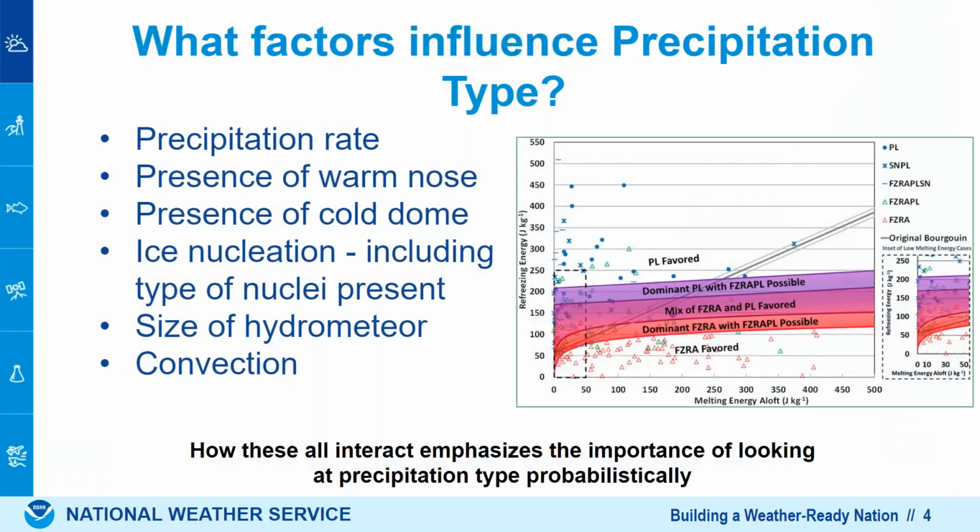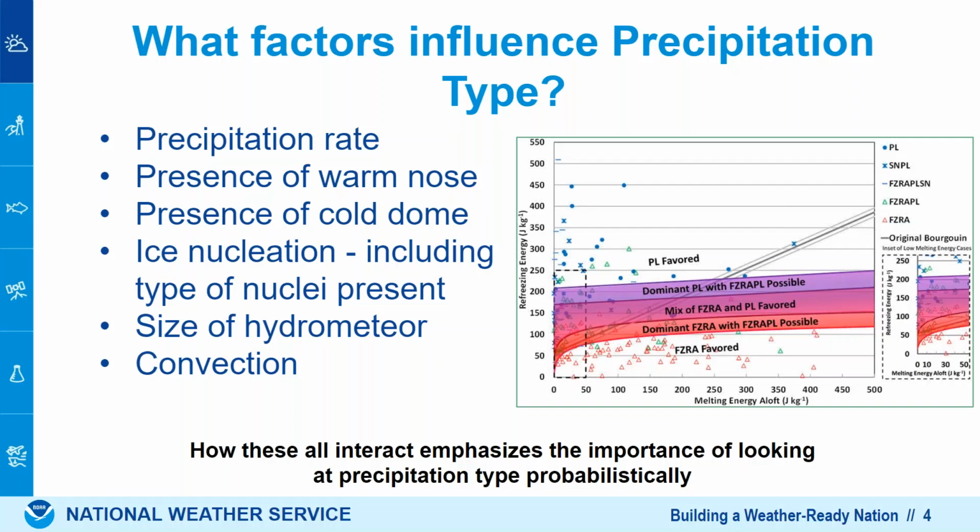So what factors influence precipitation type? Many of these you can think about. I've listed a whole list here. Precipitation rate, the presence of a warm nose or cold dome, whether or not you have ice in the cloud to begin with, the size of the hydrometeor, and convection. All these, again, can modulate precipitation type.